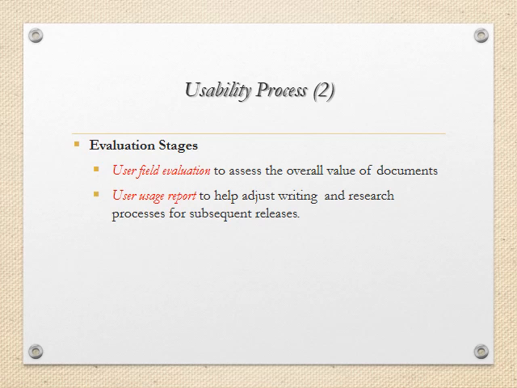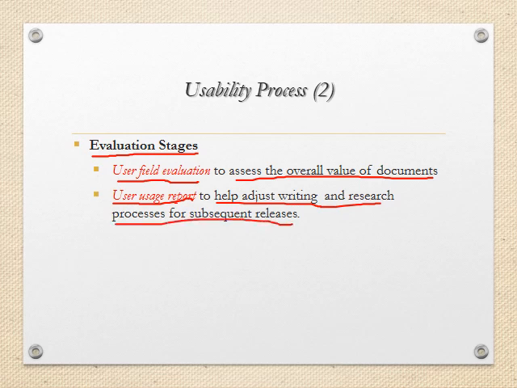The third stage or phase of the usability process is the evaluation stage, and it can be called the testing stage. During this phase, we do user field evaluation to assess the overall value of the document, and we also conduct a user usage report to help adjust the writing and research process for subsequent releases, so we can get some feedback to improve the next versions or releases of our document.